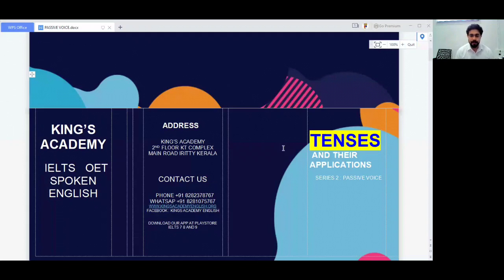So we are moving to the second lesson of our passive series. In this lesson, we're going to speak about the passive forms of present perfect and present perfect continuous tense.